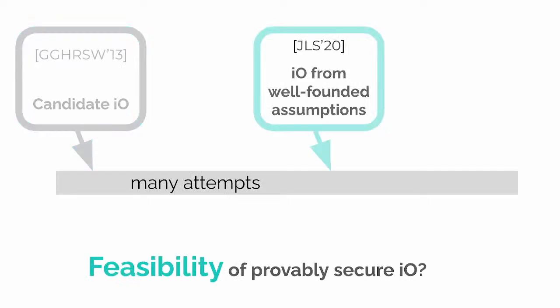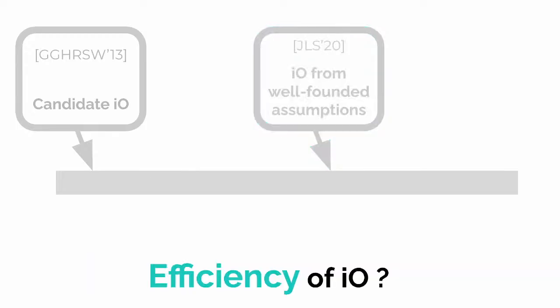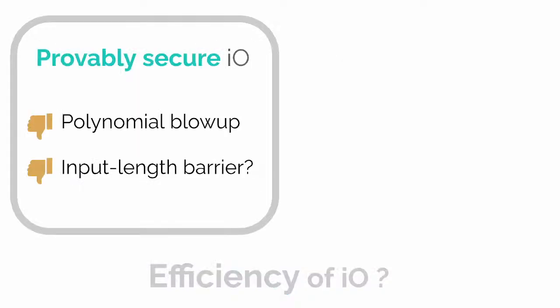From the candidate I/O to the I/O from well-founded assumptions, right? There have been many attempts that try to show the feasibility of constructing provably secure I/O from better and better assumptions, but very few have looked at how to construct efficient I/O, and this is what we are going to focus on today.